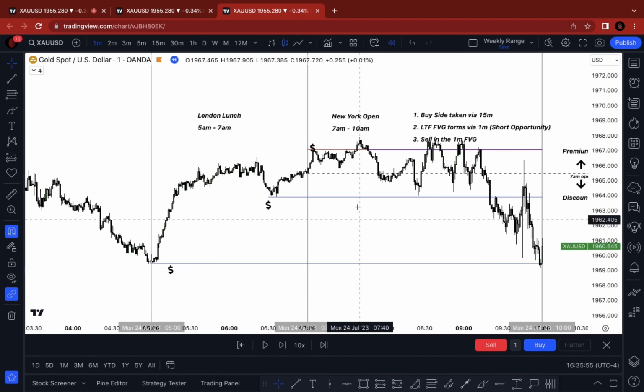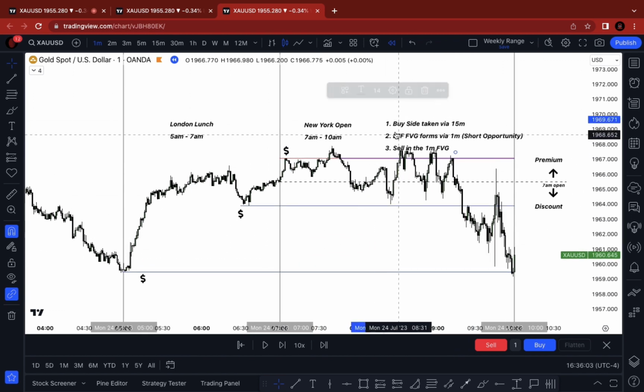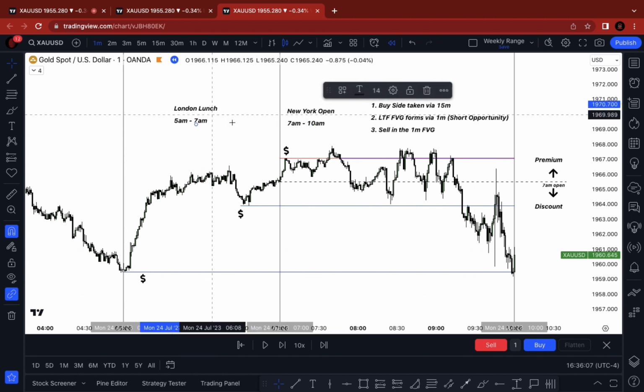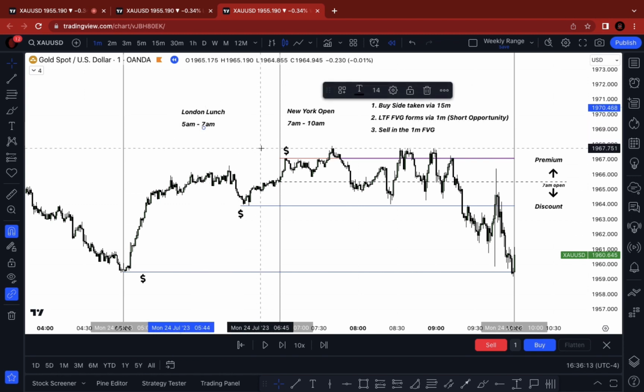And look at how it goes from buy side all the way back down to sell side. Can't be random because I've shown this so many times already, especially with gold. I prefer this model with gold. That doesn't mean it doesn't happen in other pairs, but I think for trading gold, it's a really solid model for those that really want to capitalize on trading this currency pair.